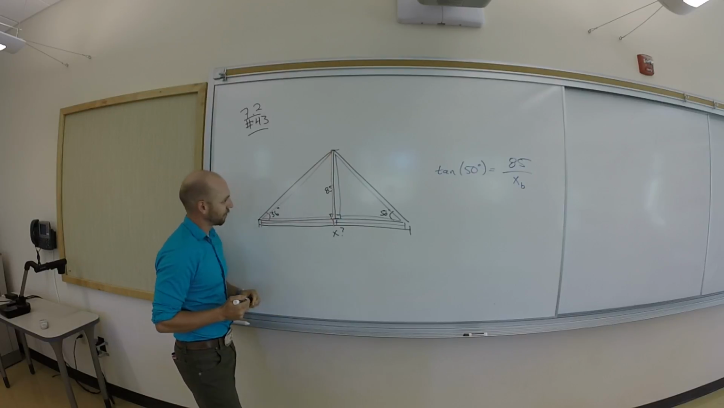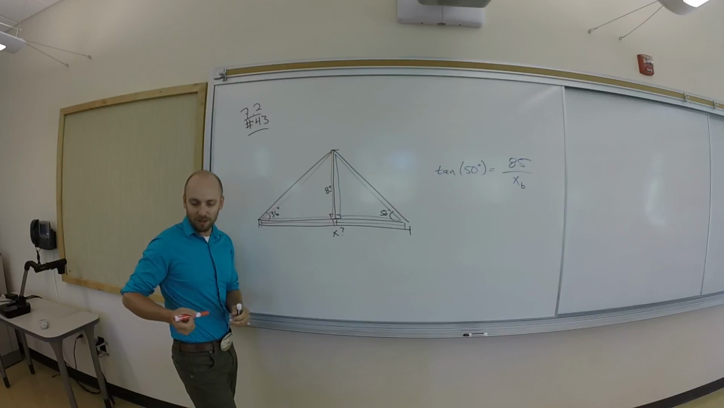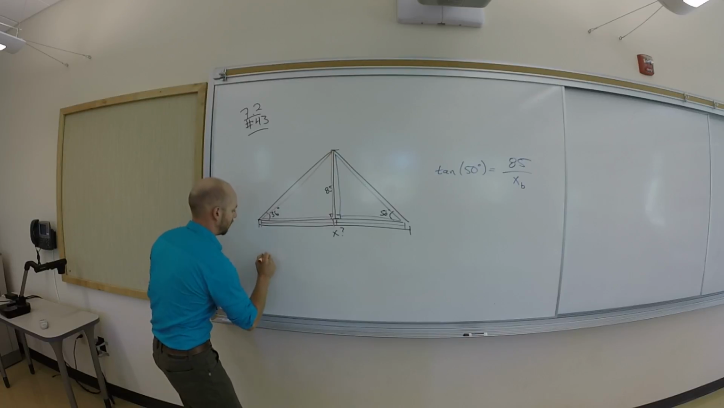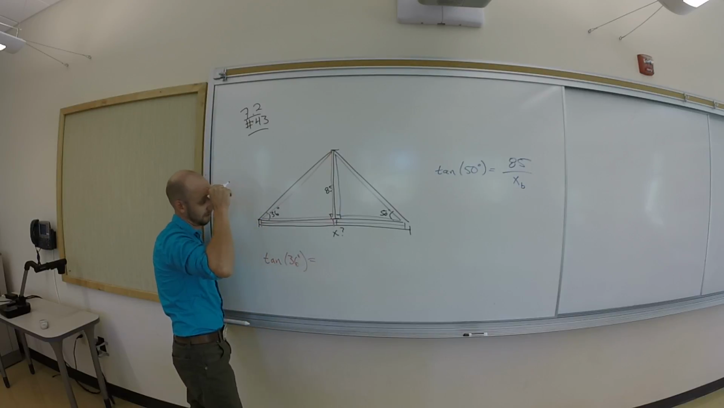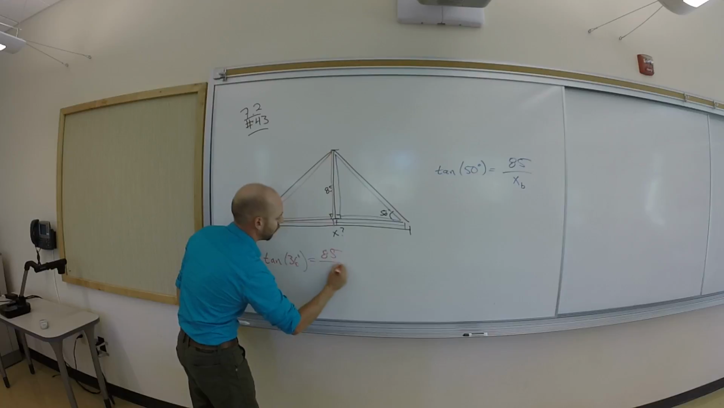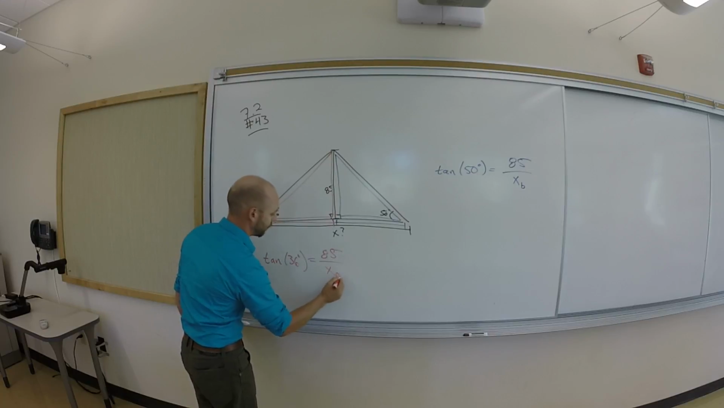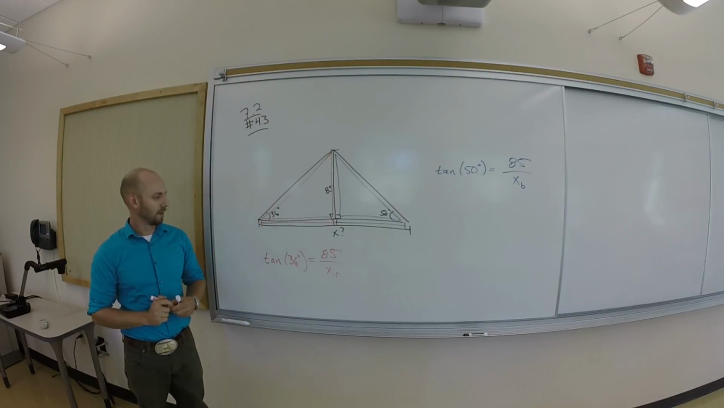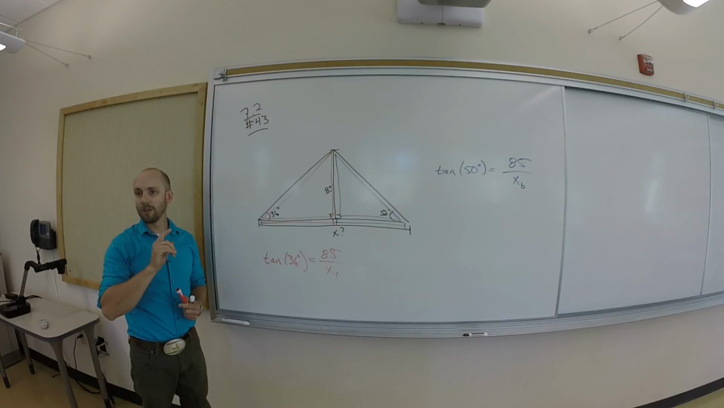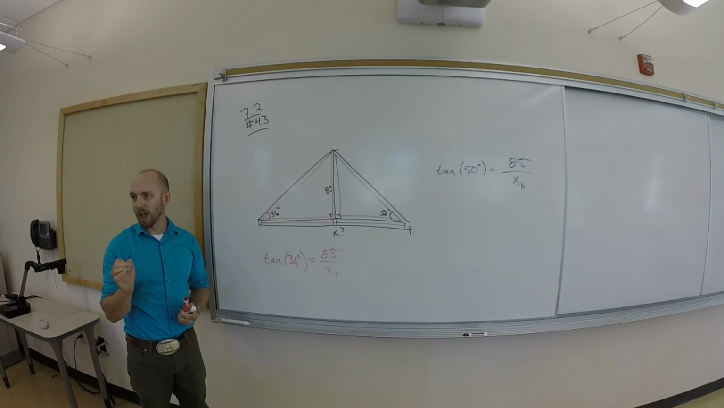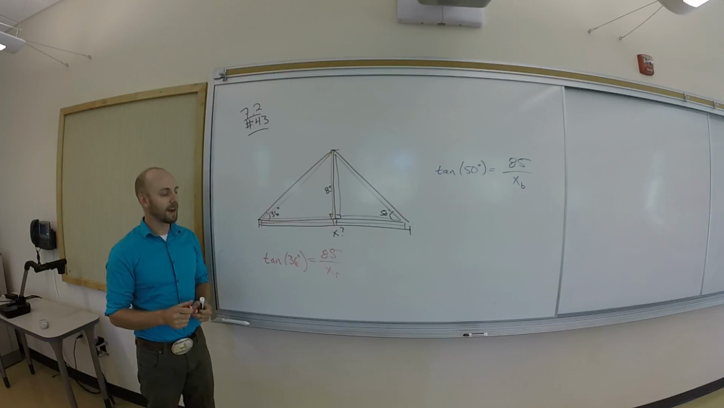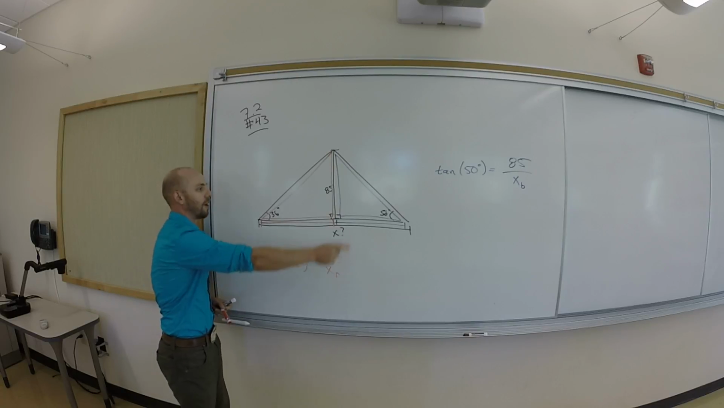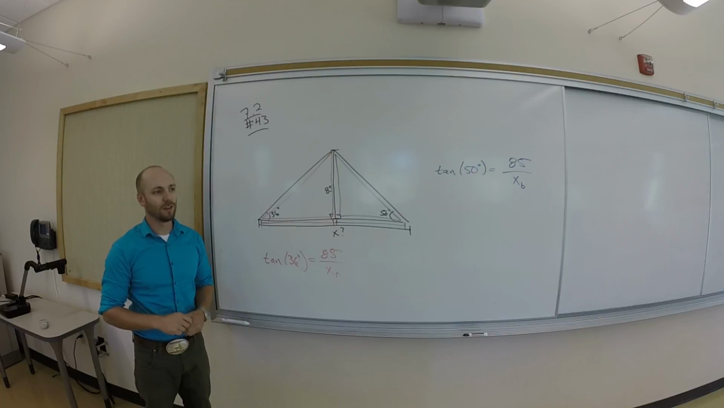All right, what do I learn about the other triangle? Tangent of 36 degrees is 85 over x red. Okay, and I know that I want the full-on black x, right? So where do I get that? Yeah, I need to add x red and x blue, or xr and xb, right?